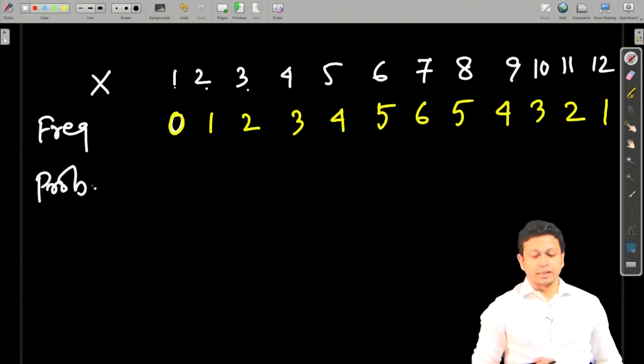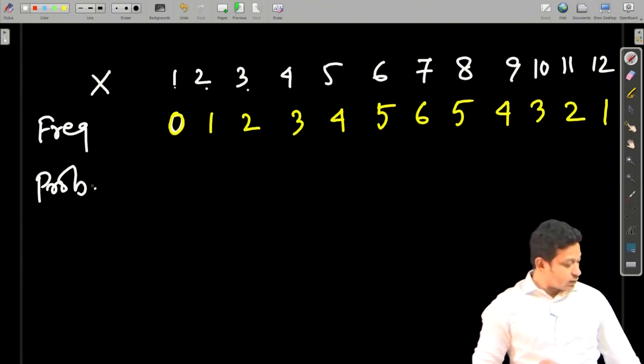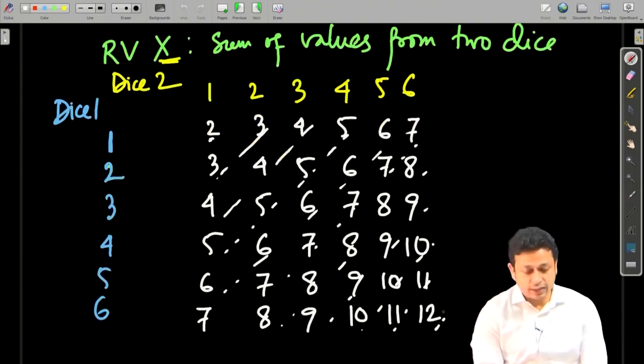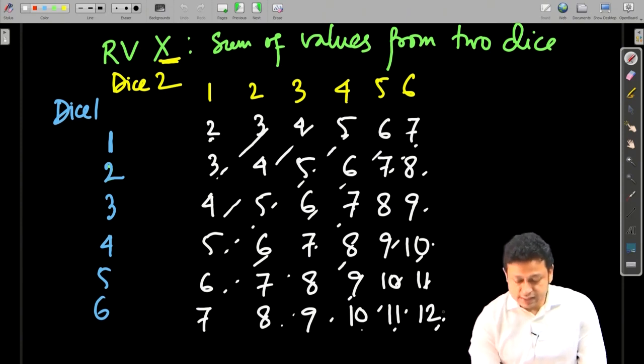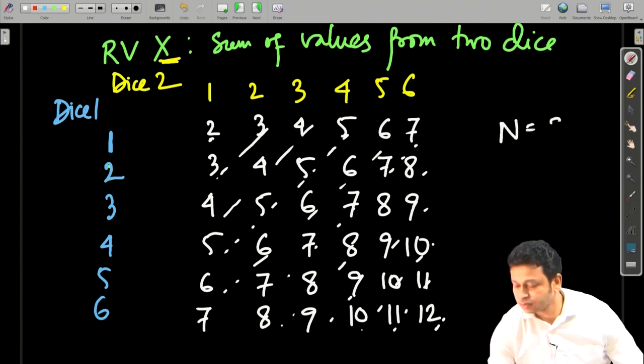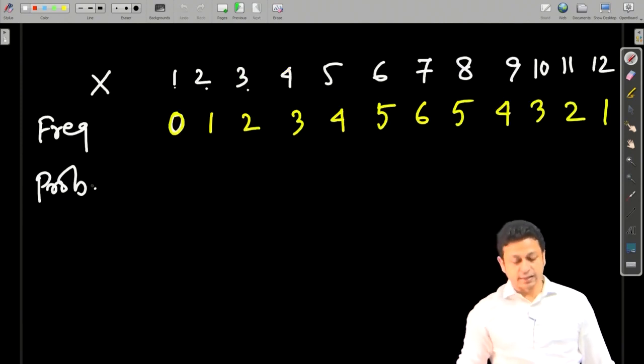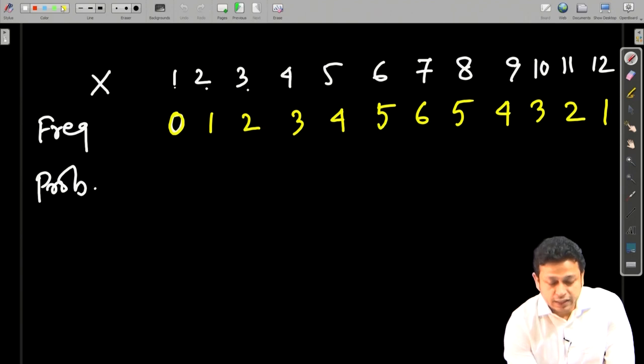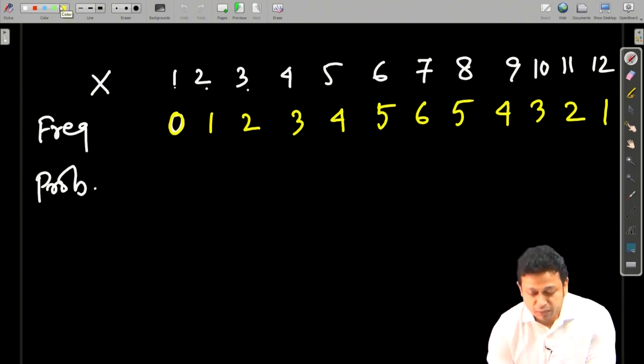Now, I want to calculate the probabilities, and we know that there are altogether how many outcomes here. Altogether there are 6 and 6, so 36 outcomes. So, n is 36. When n is 36, I will have probability values of 1 by n, right.